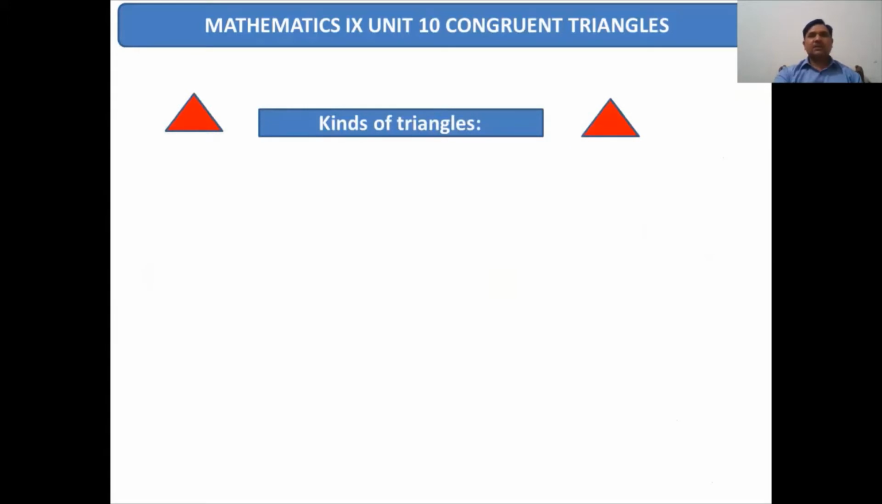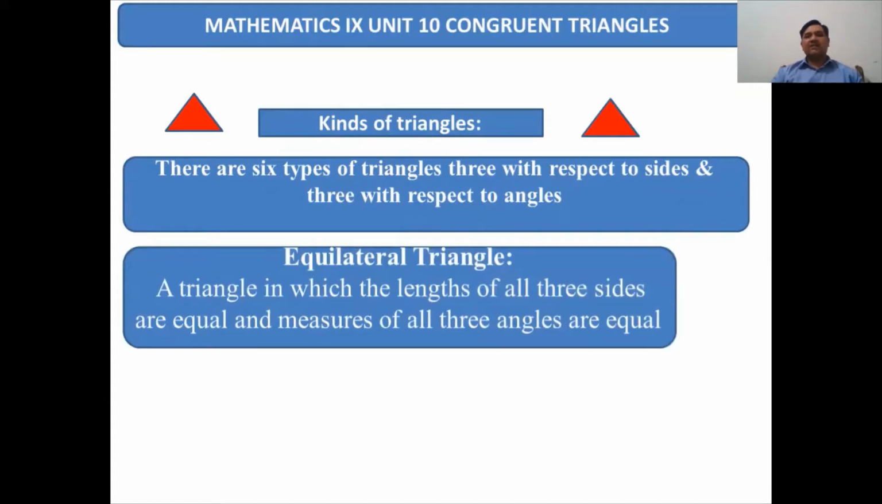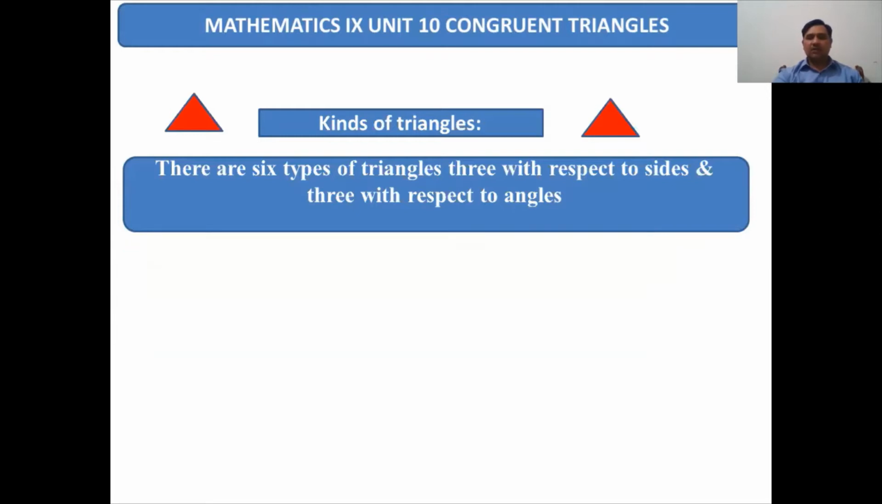We can say that there are 6 types of a triangle. 3 with respect to sides and 3 with respect to angles. So the triangles with respect to sides. The first type of triangle is equilateral triangle. A triangle in which length of all 3 sides are equal and measure of all 3 angles are also equal. That triangle is known as an equilateral triangle.